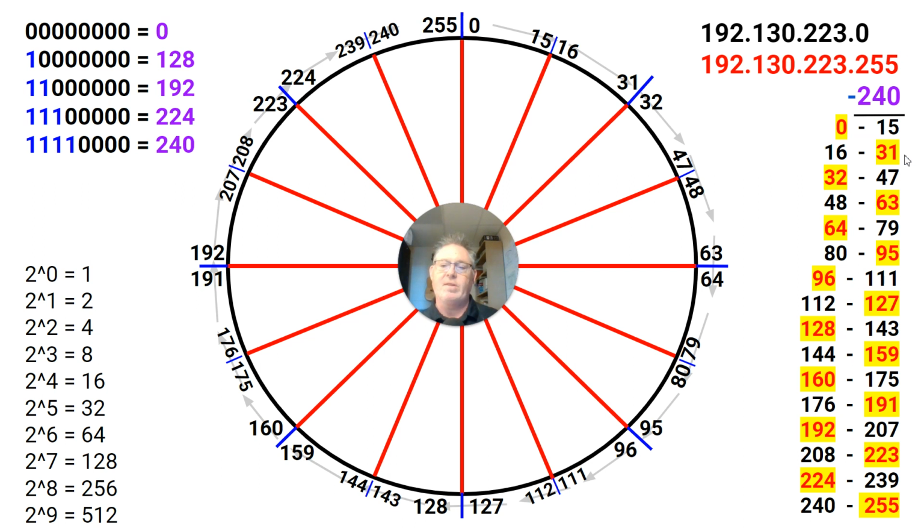So 0 to 15, 16 to 31, 32 to 47, 48 to 63, and so on and so forth. We start at 0, stop at 255. And it's just going to subdivide all these in half again. We're going to have 4 bits as ones, therefore there's 16 networks. And we're going to have 4 bits as zeros, so each of the 16 networks will have 16 computers. Pretty cool.